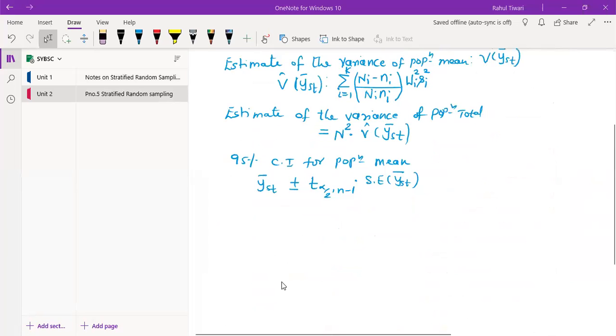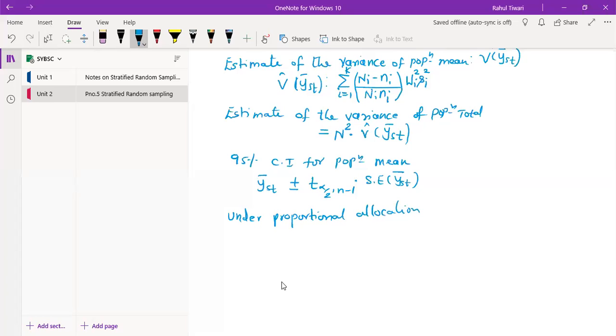Under proportional location, we have the sample size formula. Ni is nothing but capital Ni upon capital N into small n. Right? Is that the same? Just check it.